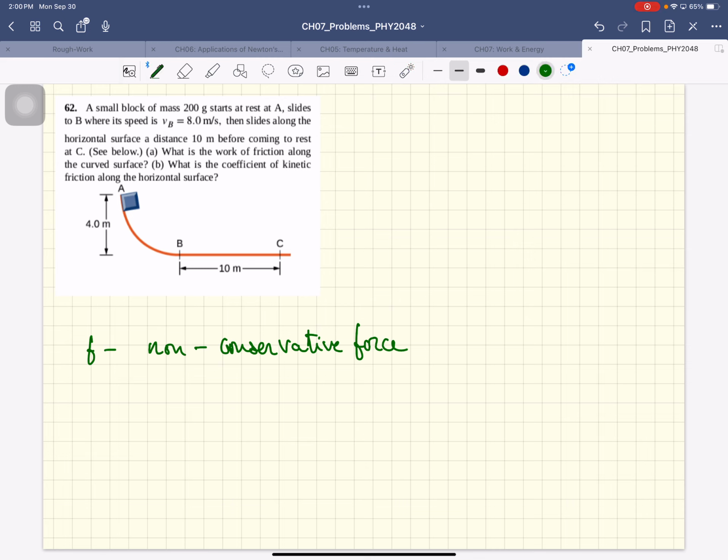All right, you learn all of this. So the work done by friction is mechanical energy final minus mechanical energy initial. Like I said, we'll talk about potential energy in the next chapter. So kinetic energy plus potential energy, and this is gravitational potential energy.